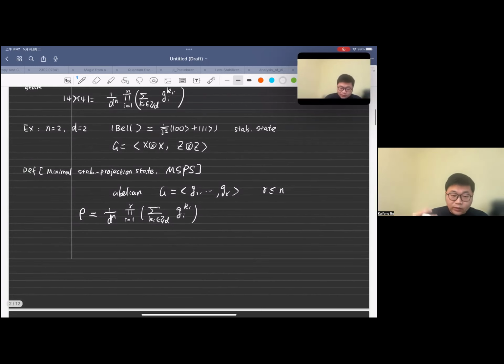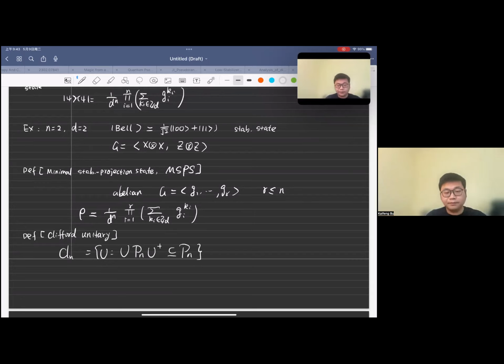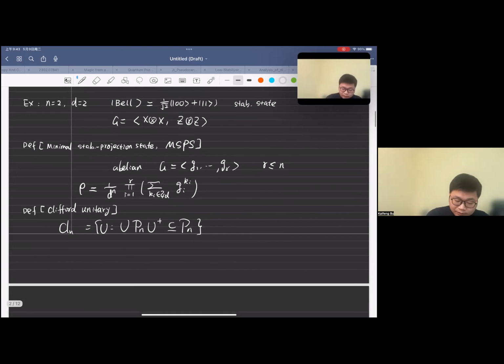Okay. And along with the stabilizer state, there's another important family of unitaries called the Clifford unitaries. Clifford unitaries are defined as all the unitaries which map Pauli operators to Pauli operators. Based on this property, it's easy to see that a Clifford unitary will map a stabilizer state to a stabilizer state, which means the set of stabilizer states is invariant under the action of Clifford unitaries.